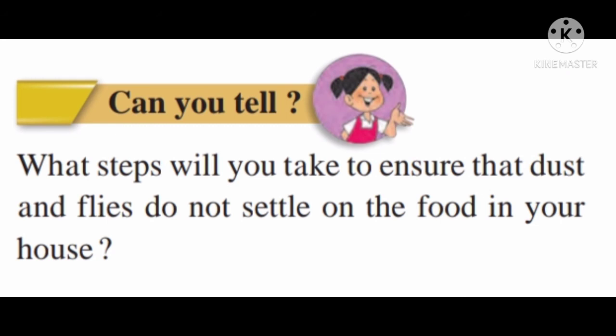Now students, let's start with a small activity with the question they have asked over here on page number 123. What steps will you take to ensure that dust and flies do not settle on the food in your house? Keeping food covered ensures that the flies cannot sit on it. Dust and other rubbish in the surroundings also cannot enter it. This prevents the microorganisms from entering the food, and the spread of diseases is also prevented.